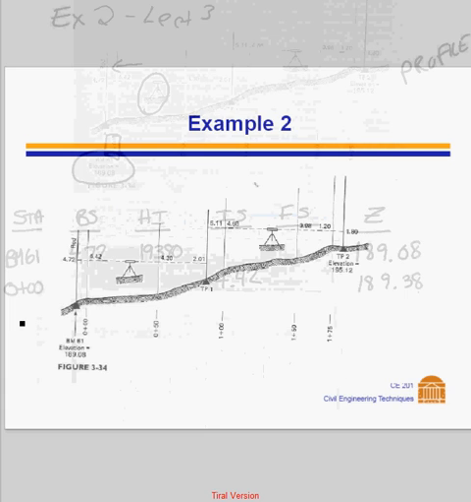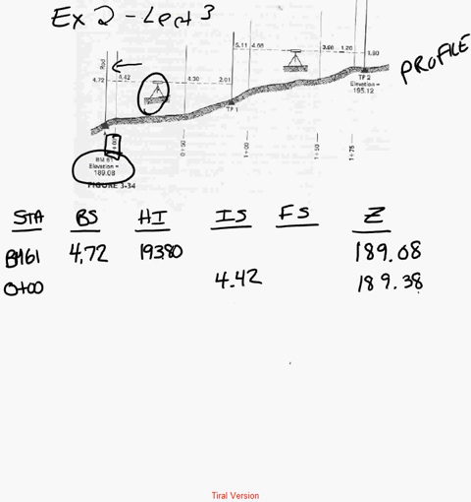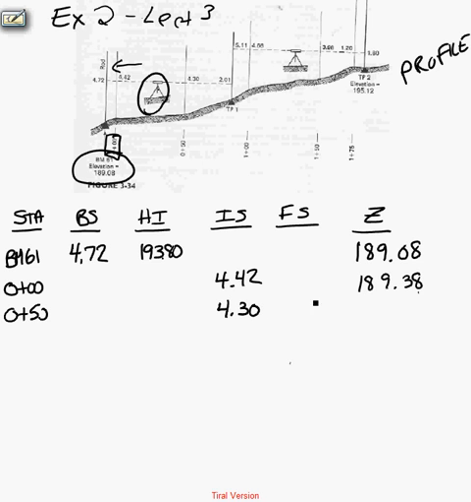Now I'm not going to move the instrument now, so I can simply move on to my next location, which is station 0+50. And my computer's a little bit sensitive here, I apologize for that. At 0+50, we have another intermediate site, in this case 4.30. And we can determine the elevation here as 193.8 minus 4.30, or 189.50. And again, from a logical perspective, the intermediate sight is only 0.12 different between 0+00 and 0+50. Therefore, we would only see a 0.12 foot difference in the elevation at those points.